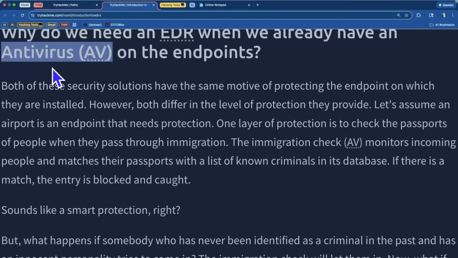The functionality of the antivirus doesn't imply that it can do something like that. So if it does exist, then it's multiple solutions in one kind of a thing. It's not just antivirus.